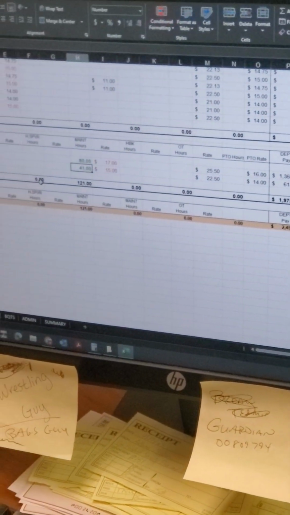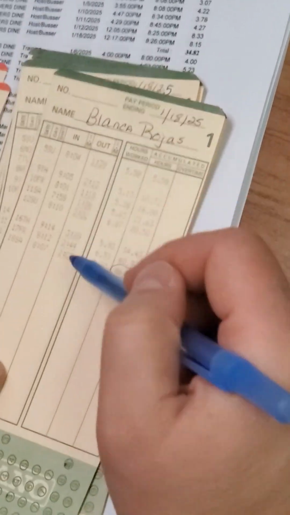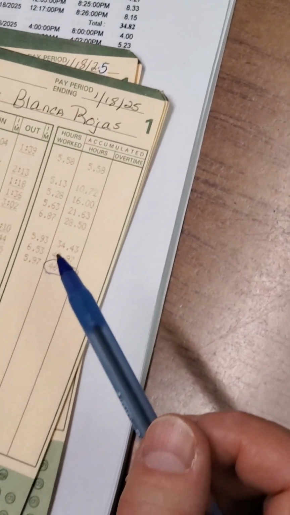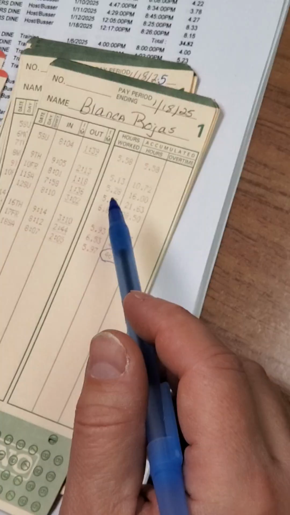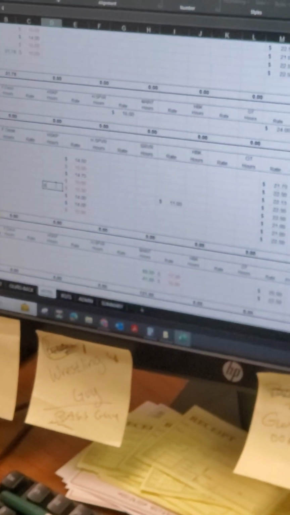Blanca Rojas. Here's the difference now in housekeeping. I just eyeball the cards, and I just take their total number. I don't break it down because their hours really vary. So Blanca, 46.93.